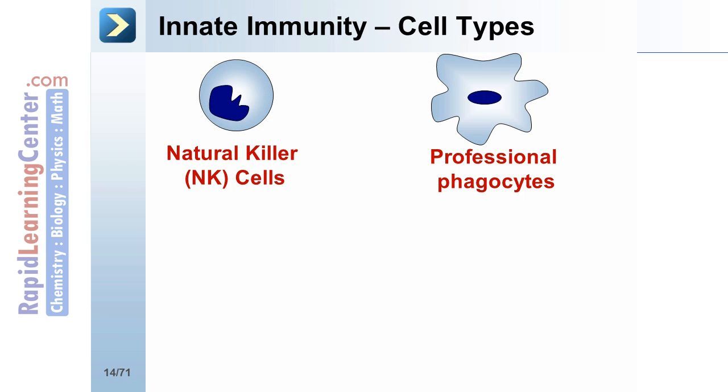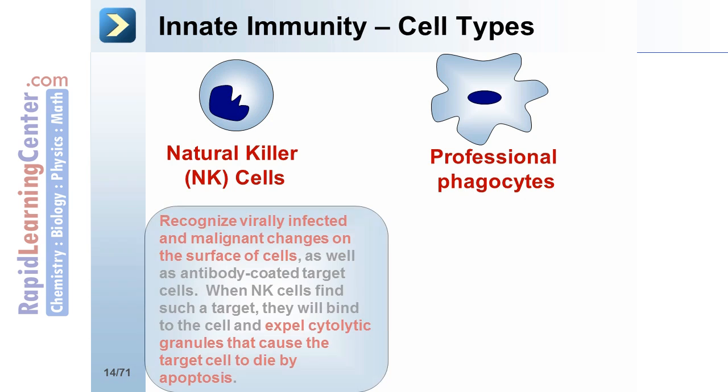There are two primary cell types involved in the nonspecific innate immune response. The first is the natural killer, or NK, cell. NK cells recognize virally infected and malignant changes on the surface of cells, as well as antibody-coated target cells. When NK cells find such a target, they will bind to the cell and expel cytolytic granules that cause the target cell to die by apoptosis.